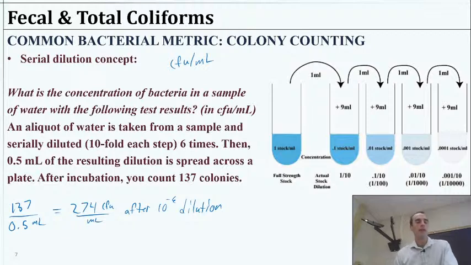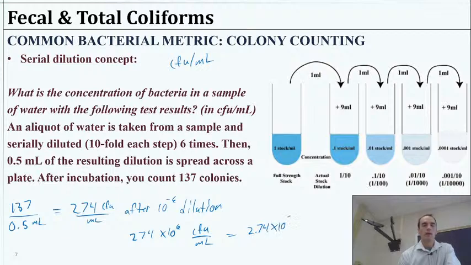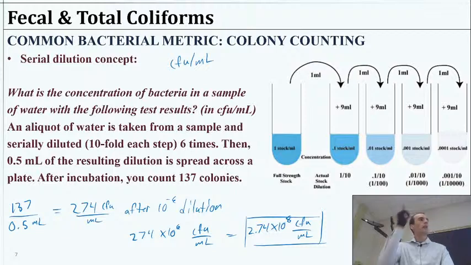So all you really have to do at this point is say 274 times 10 to the 6 colony forming units per milliliter. And of course, that would be the same thing as saying 2.74 times 10 to the 8th. Does that make sense? Okay, so the reason I had you do that is at the end of the day, it's simple, but it's helpful to recognize how this is operating so that if you did count some on a plate, you could make meaning out of it.